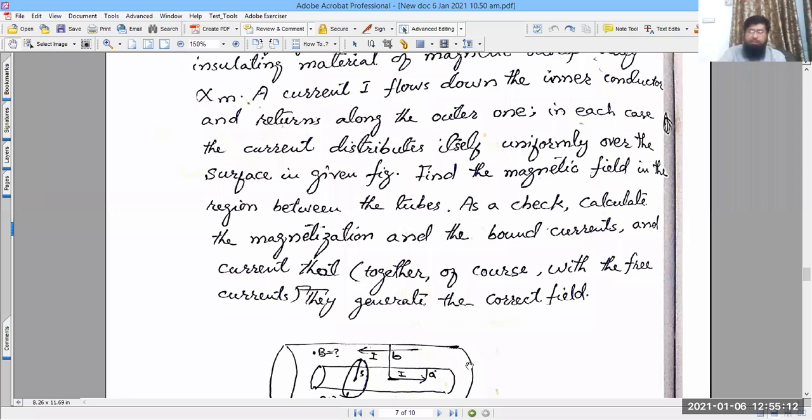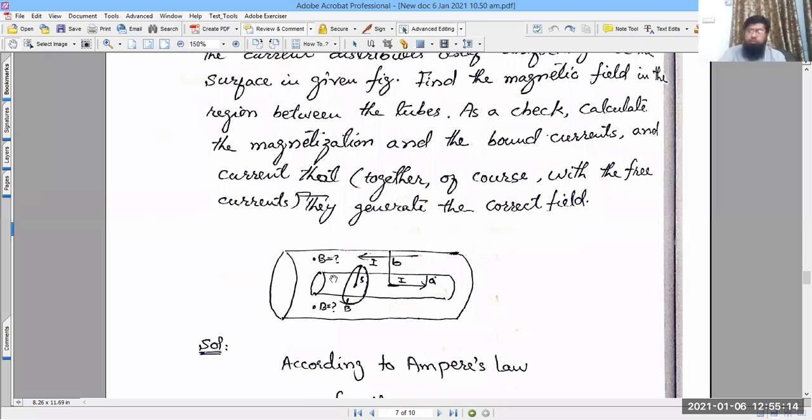So now this is the figure. These are the two cylinders of the coaxial cable. One is the inner cylinder whose radius is A, the other is the outer cylinder whose radius is B. The medium between these two cylinders is any magnetized medium or insulating medium whose susceptibility is equal to chi of M. Find the magnetic field between them. इन दोनों के दरमियान magnetic field क्या होगी?